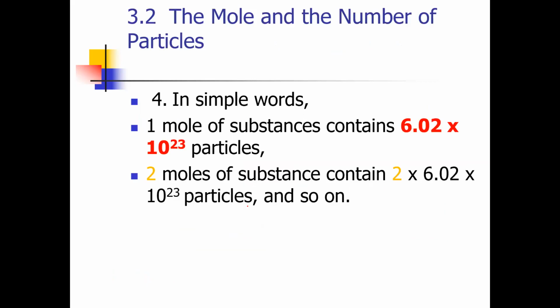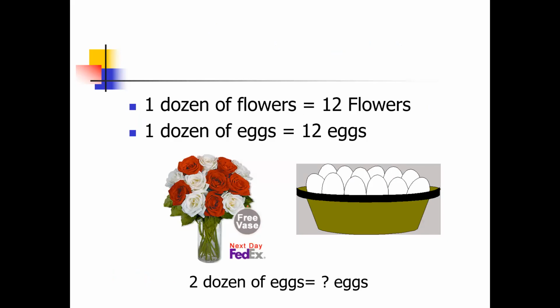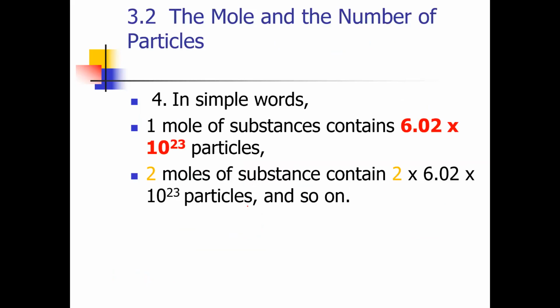All right, let's go on to this one. If the teacher says 1 dozen flowers is 12 flowers, and 1 dozen eggs is 12 eggs, correct? If I say 2 dozen eggs, what do you know by it? 12 times 2. All of you agree? Right, good. Same thing with mole, same concept. If I say 1 mole is 6.02 times 10 to the power of 23, and if I say 2 moles, then you take 2 times 6.02 times 10 to the power of 23.